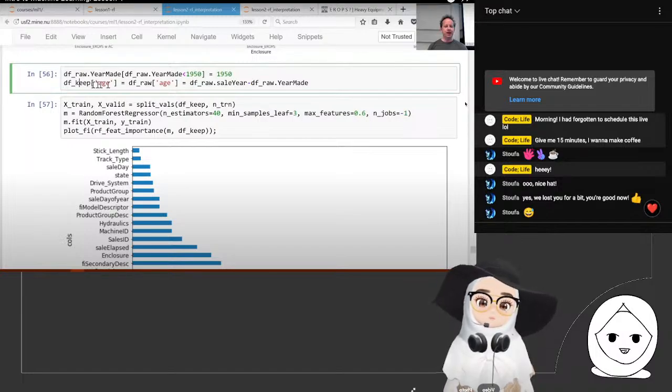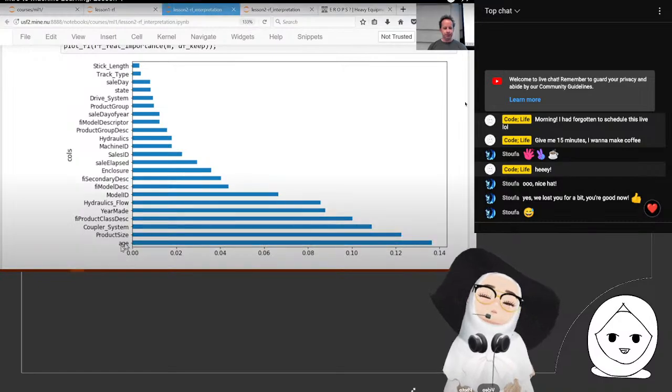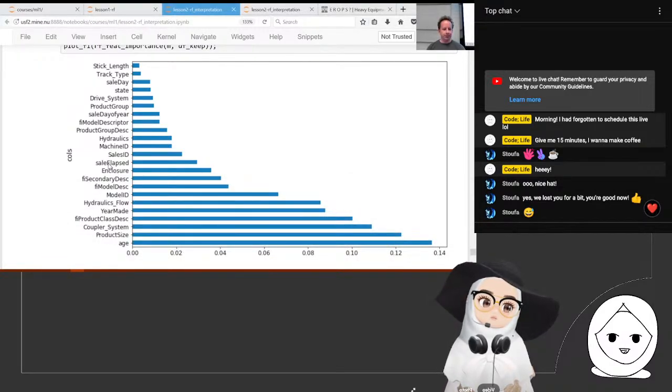Age to be equal to sale year minus year made. And so then I try running a random forest on that, and indeed, that's cool, creating age. I thought sale elapsed gave maybe not the same information, but pretty similar information. But it doesn't. Age is now the single biggest thing. Sale elapsed is way back down here. Year made is back down here.